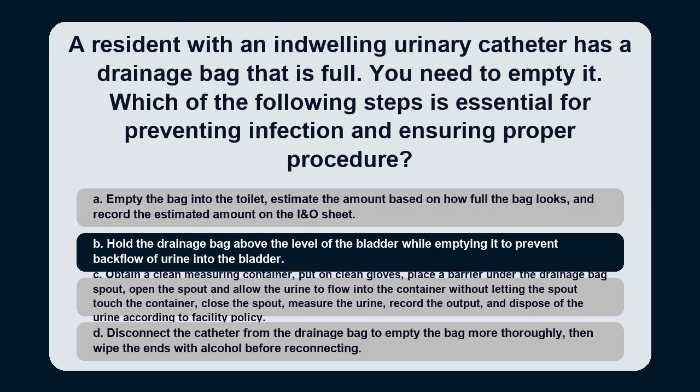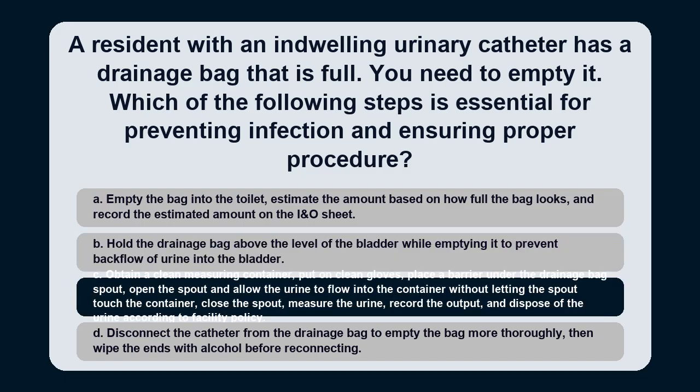Option B. Hold the drainage bag above the level of the bladder while emptying it to prevent backflow of urine into the bladder. Option C. Obtain a clean measuring container, put on clean gloves, place a barrier under the drainage bag spout, open the spout, and allow the urine to flow into the container without letting the spout touch the container. Close the spout. Measure the urine. Record the output and dispose of the urine according to facility policy.